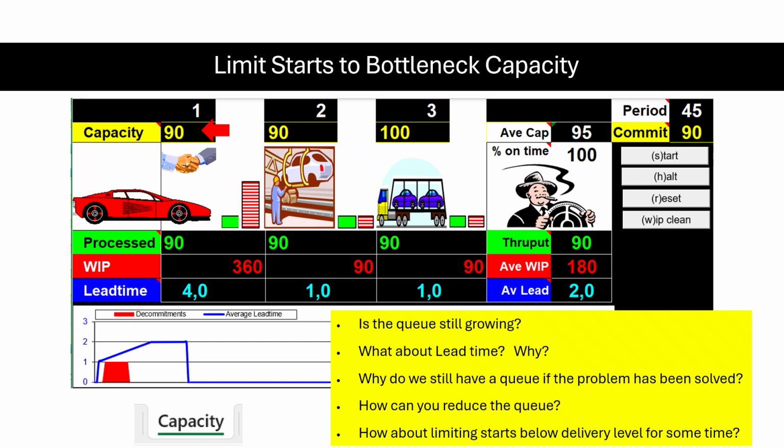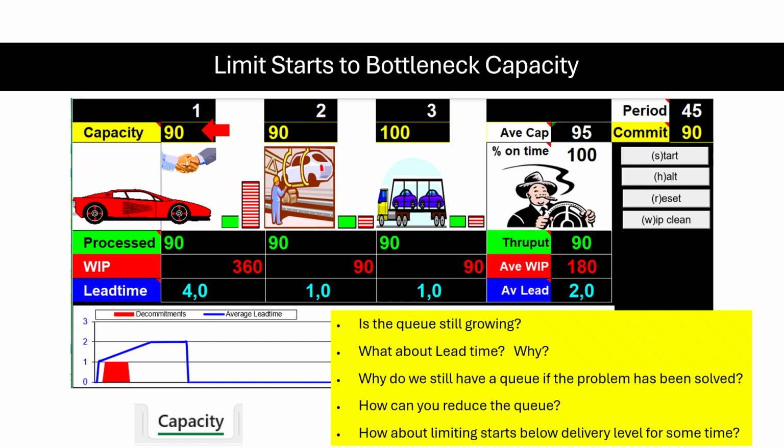The bottleneck is therefore dictating how much you can commit to your customer, but it also dictates how many items you should start at the beginning of the line. Starting more than the bottleneck can handle is a waste. The number of units coming out of the line, throughput, will be equal to the bottleneck capacity, and therefore all the units started above that capacity will simply pile up in front of the bottleneck, increasing not only the inventory but also the lead time.